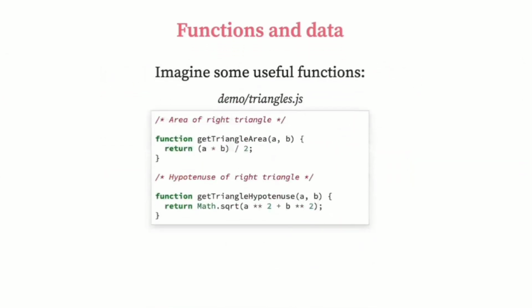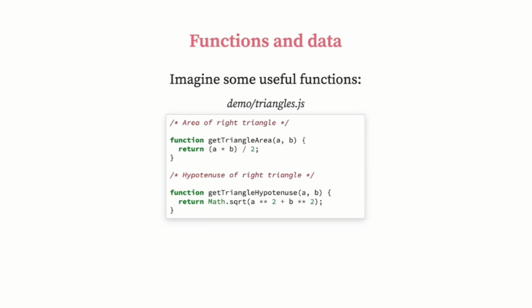So imagine I have a couple of functions. We're working with triangles, specifically right triangles. If you don't remember right triangles, it's not a big deal, but we have three sides. There's a 90-degree angle. The longest side is opposite that 90-degree angle. It's called the hypotenuse. It doesn't really matter though. You can just trust these functions work.